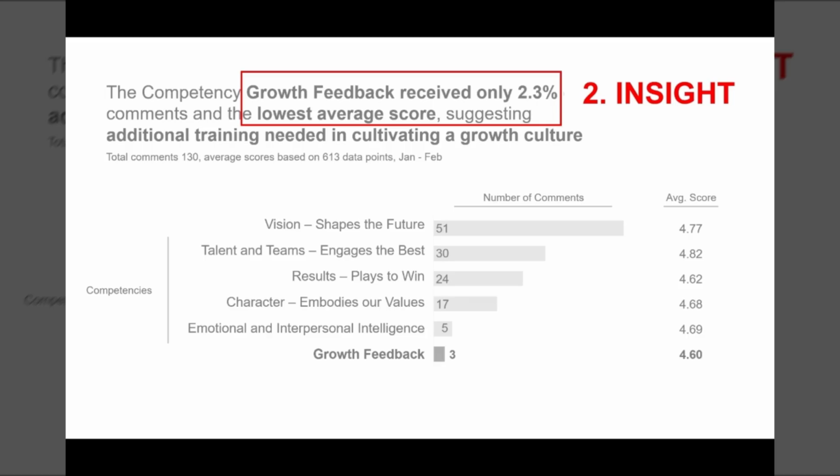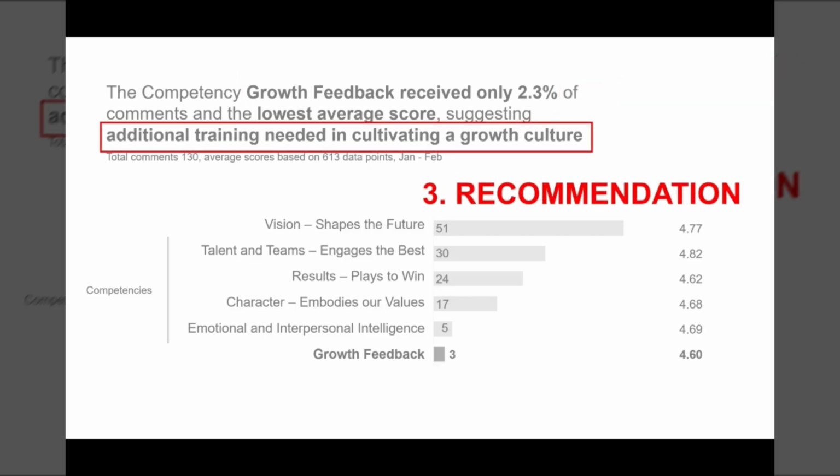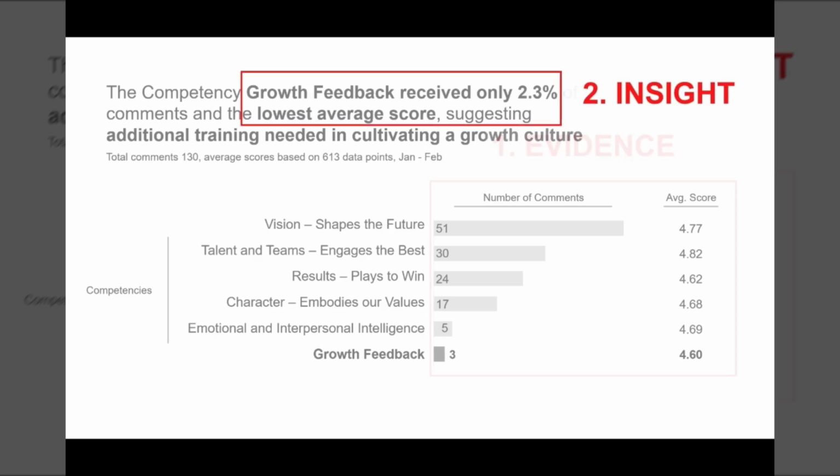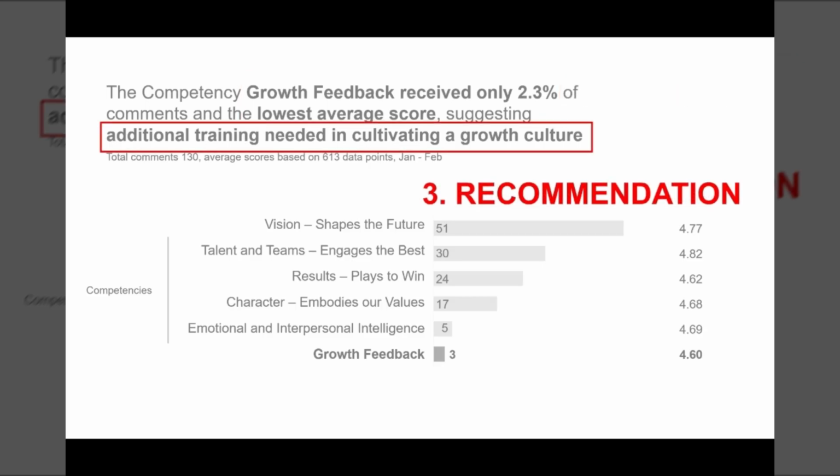The third piece, which next to nobody does, is giving a recommendation as to what we should do next as a result of this, right? And so in this case, I'm saying additional training is needed to cultivate a growth feedback culture. So when you think of the three things in summary, you've got your evidence, right? Show what you collected, your analysis. Secondly, why is this important? The insight. And thirdly, what people should do as a result of it.